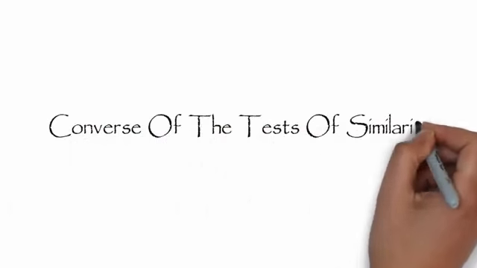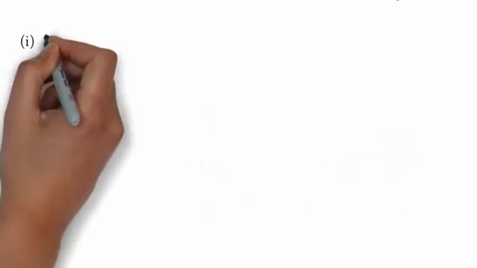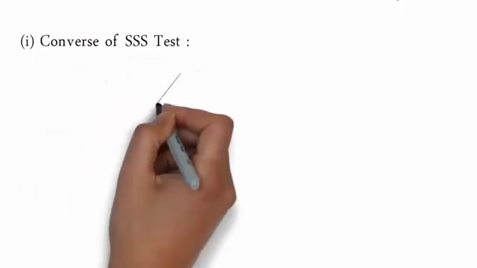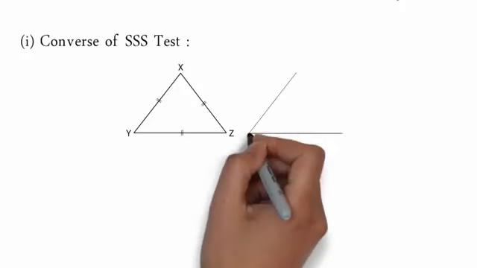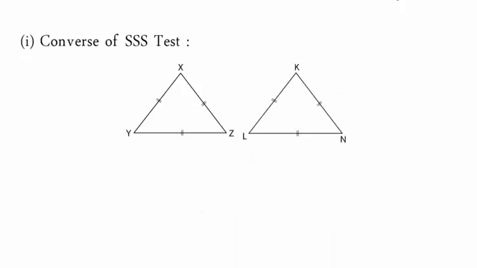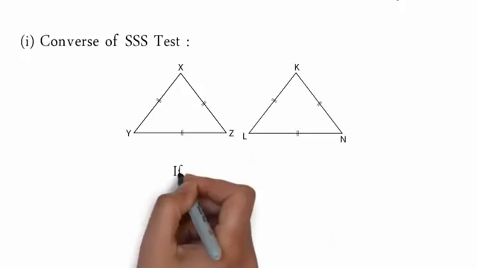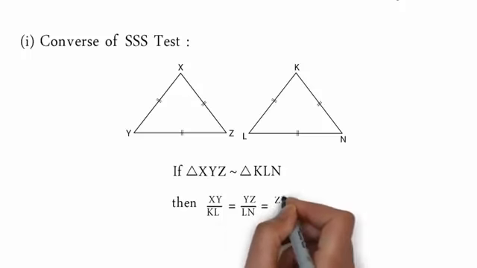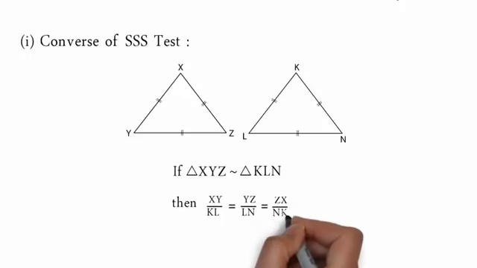Converse of the tests of similarity. First, converse of SSS test. If two triangles are similar, then the corresponding sides are in proportion. If triangle XYZ is similar to triangle KLN, then side XY is proportional to side KL, which is equal to side YZ proportional to LN, which is equal to side ZX proportional to KN.